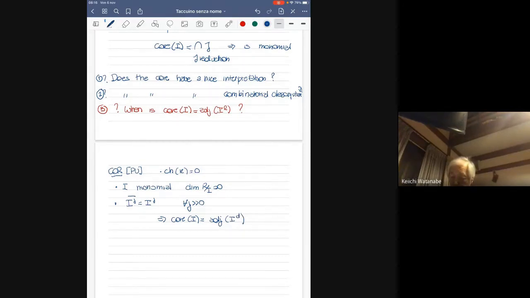Why is this true? Why does it follow from what I said last time? The point is that the projective spectrum of the Rees algebra and the projective spectrum of the integral closure of the Rees algebra are the same because of this condition.